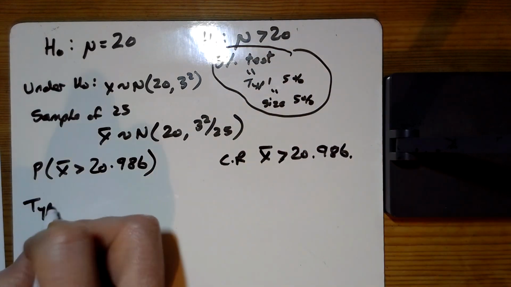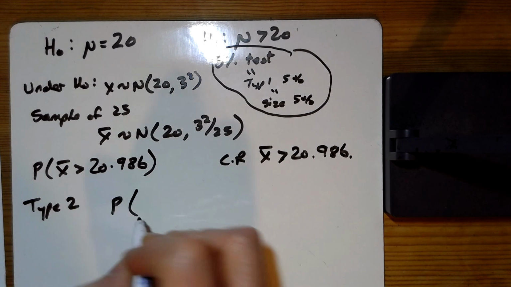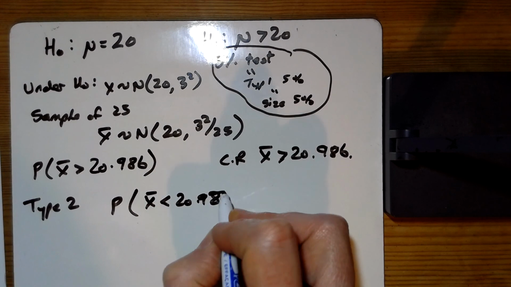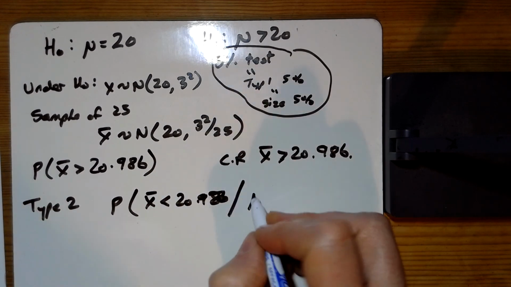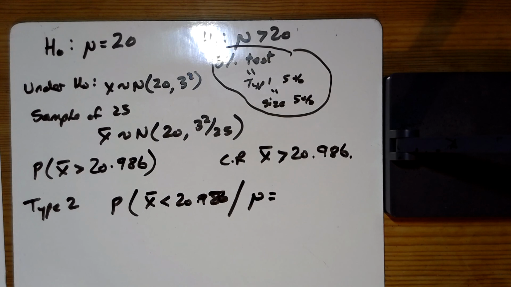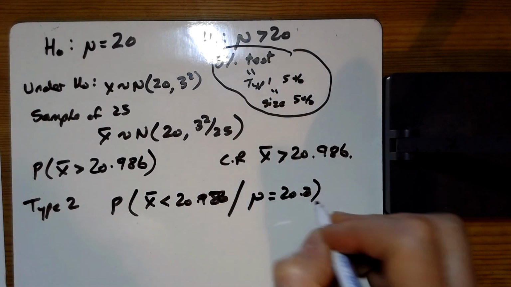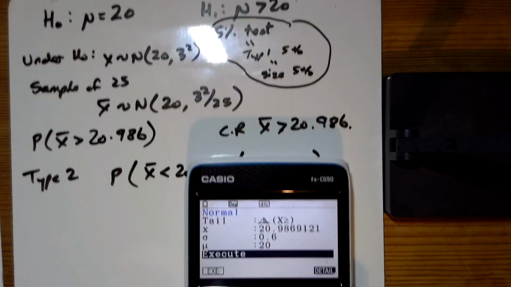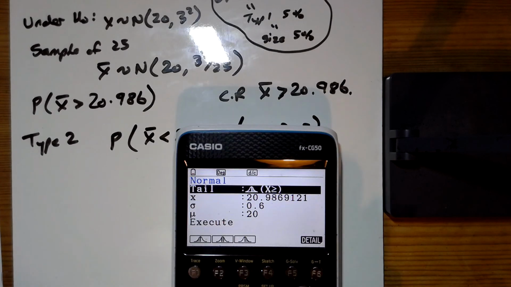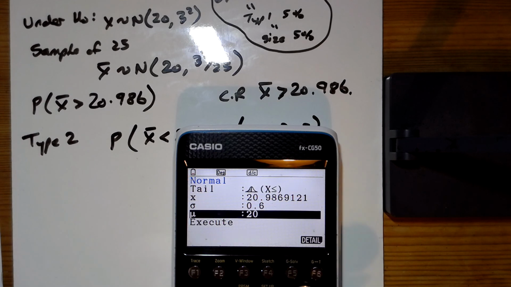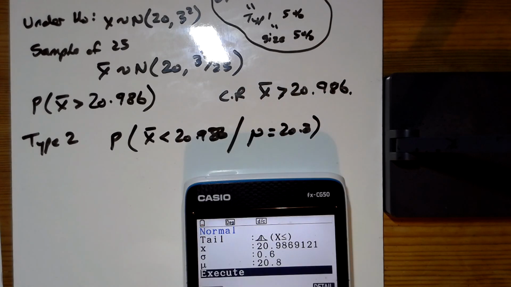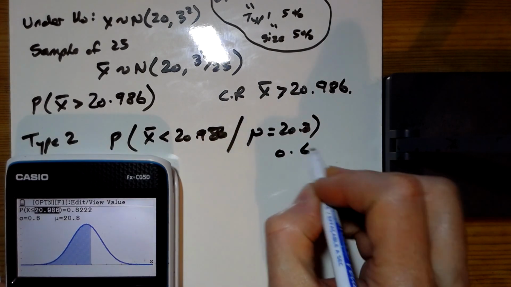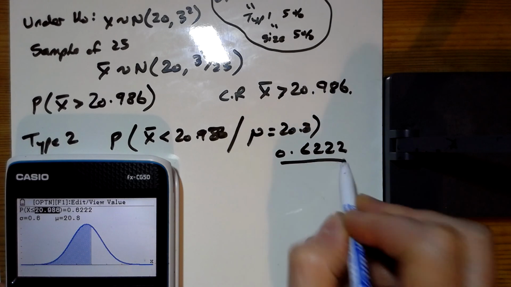Now a type 2 error is not rejecting it, so X is less than 20.986, given that the mean did turn out to be something else. Now they tell us here the mean turned out to be 20.8. And so the probability of that happening is, we'll just go back a page here and we can do it all. So just going to change this to a less than, and the mean was actually 20.8. So a type 2 error is 0.6222. That isn't what the question asks.